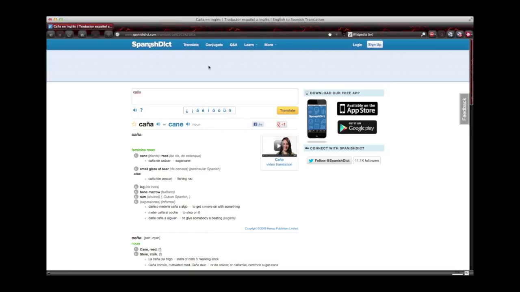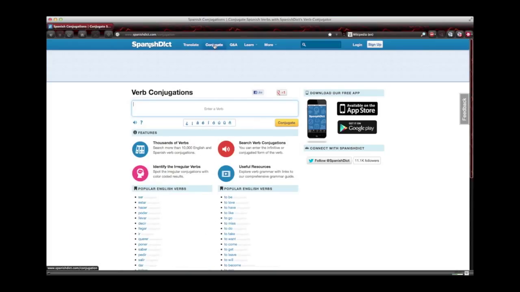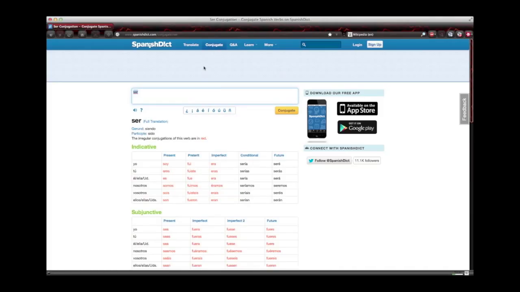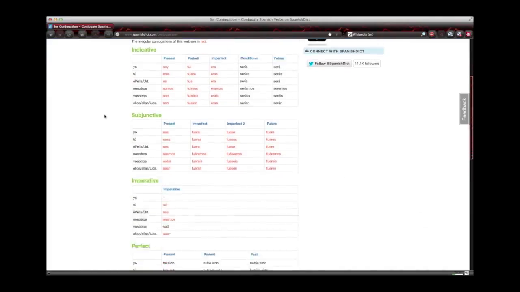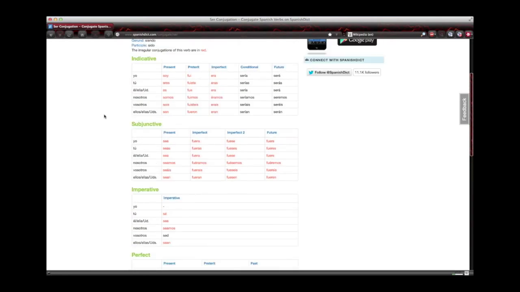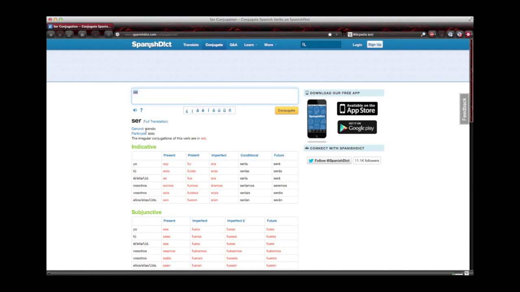The other tool on SpanishDict that I use besides the dictionary is their conjugation tool. You get to that from any SpanishDict page just by going up to the top where it says conjugate and clicking that. You'll be taken to their verb conjugation homepage, and if you just enter a verb like ser, which means to be, a very common Spanish word, you'll be given a full list of conjugation charts for that verb. Notice they have the gerund and the past participle up here at the top, and it also tells you that the irregular conjugations are in red.